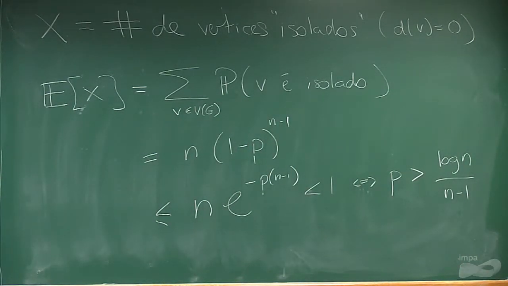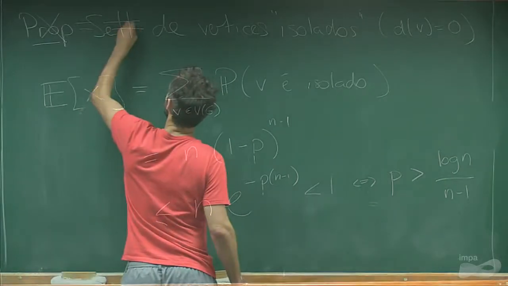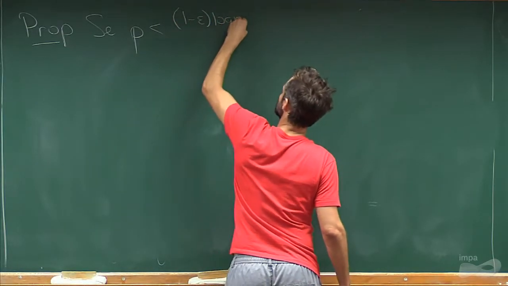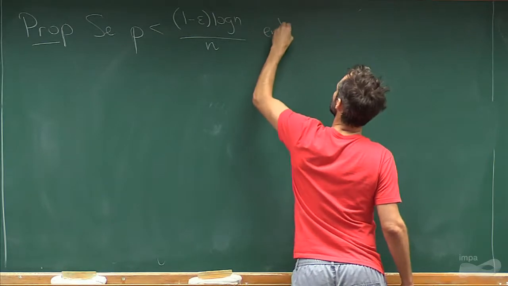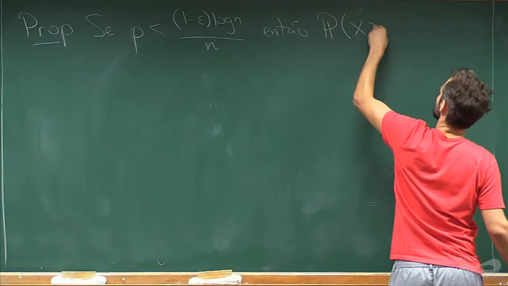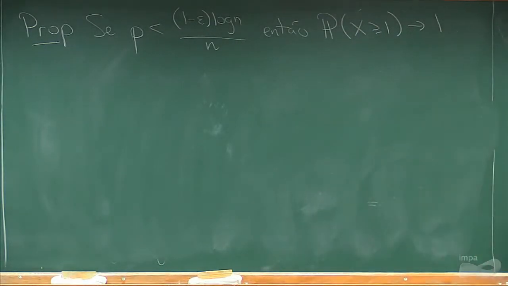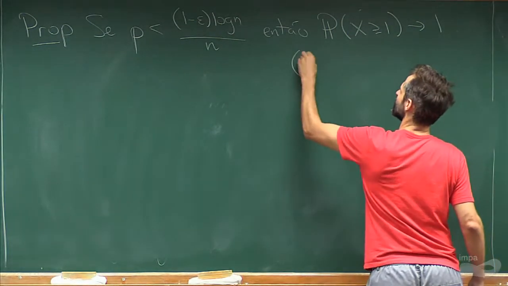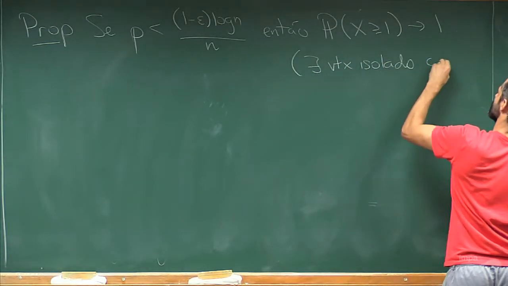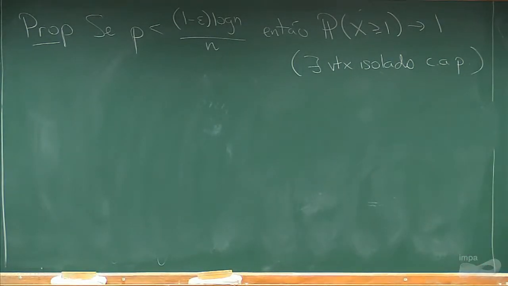So, proposition: if p is less than (1 minus epsilon) times log n over n, then the probability that there exists an isolated vertex tends to 1. So there exists an isolated vertex with high probability. How are you going to prove that?